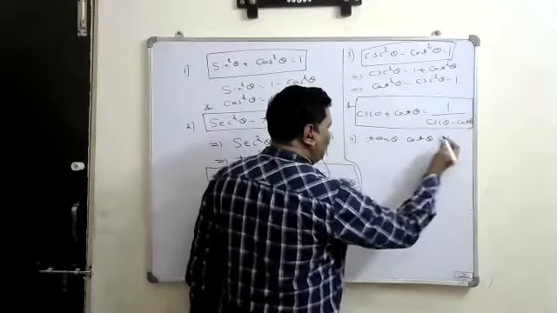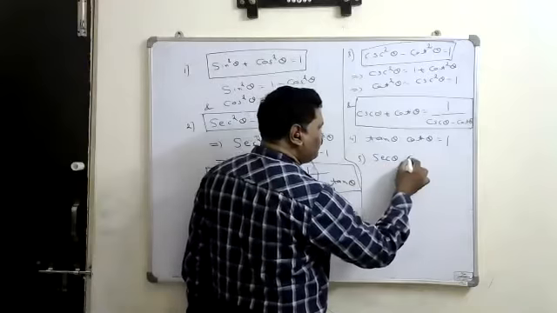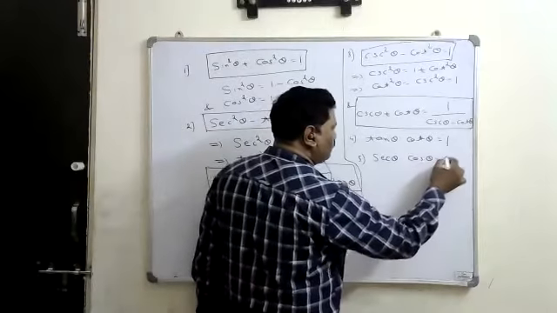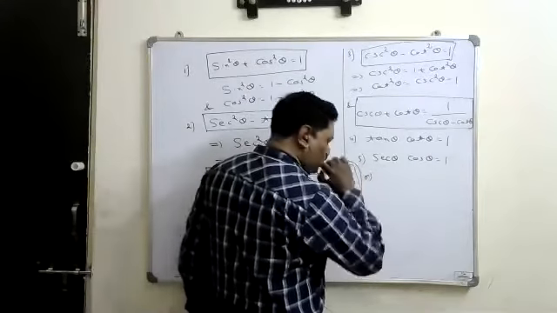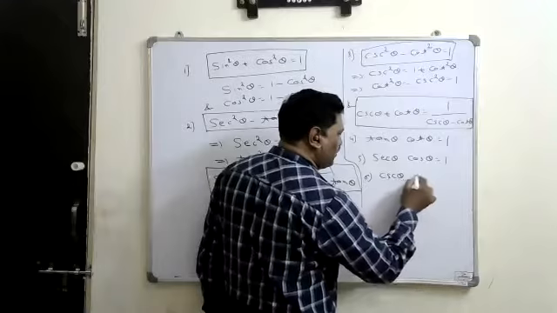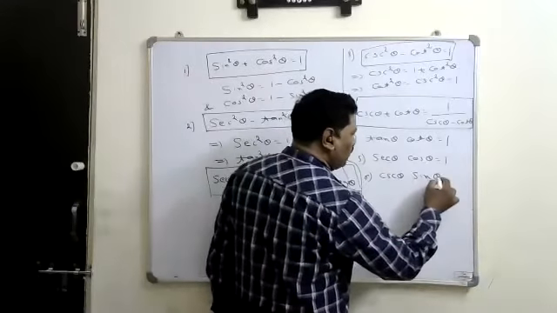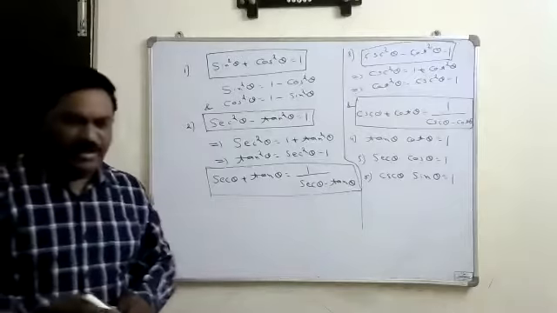Then what is secant theta into cos theta? Also 1. Then what is cosecant theta into sin theta? 1. Okay, so these are the 6 identities that we have to carefully remember.